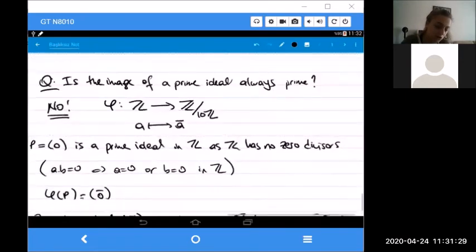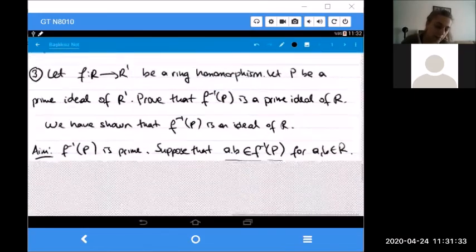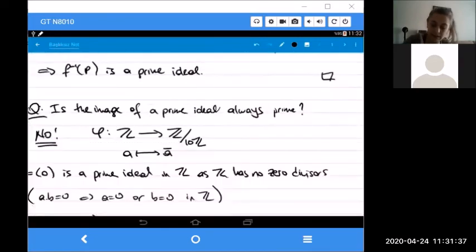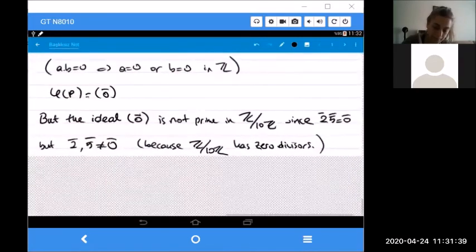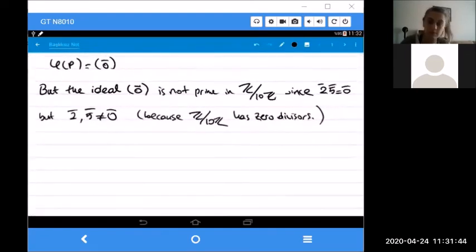the preimage of a prime ideal is prime, right here, but it is not always the case that the image of a prime ideal is prime. Okay? Question? No?